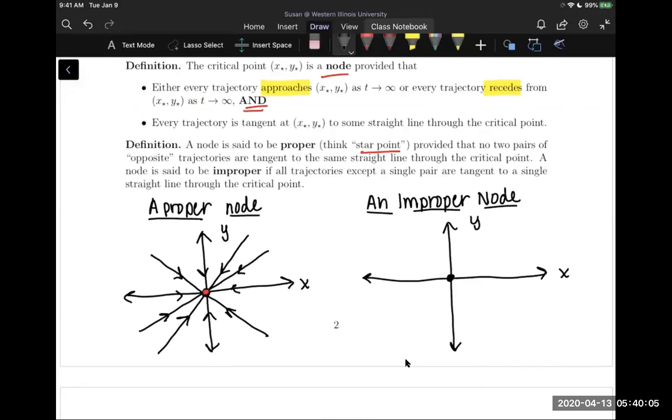An improper node, the difference is that all trajectories except a single pair are tangent to a single straight line through the critical point. So in this one, I will also have all of my trajectories approaching my node. And let's just go ahead and let the x-axis be my straight line. But then I want all other pairs of trajectories to be tangent to that line. So for example, I could have these parabolic trajectories that are emanating in towards my node, and have a few more. We could have some in lower half space.